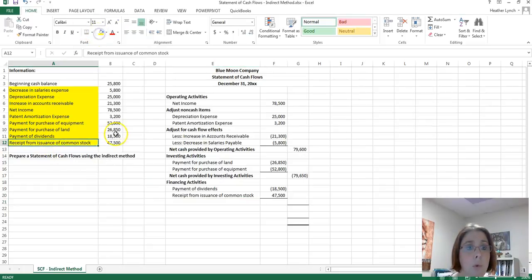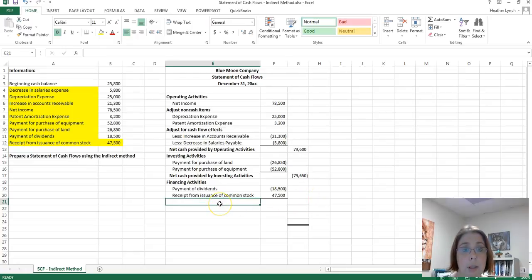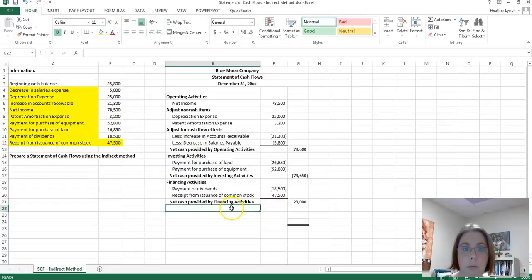We've used up that one. We've used up that. So now the only thing that we haven't gotten here is beginning cash balance, and we'll get to that. We've used all the accounts. So this is net cash provided by financing activities. Let's total those up. $29,000.